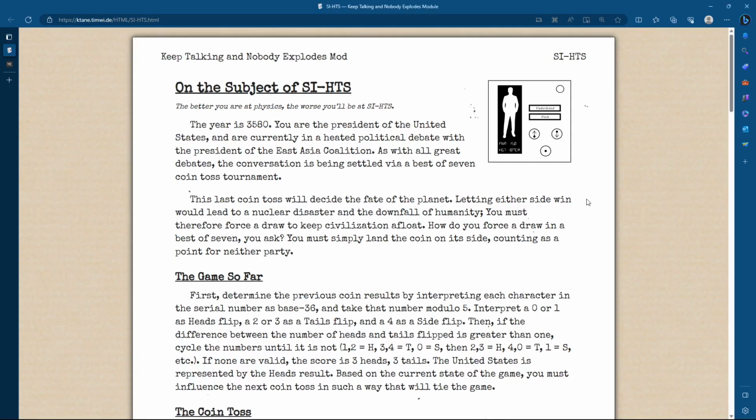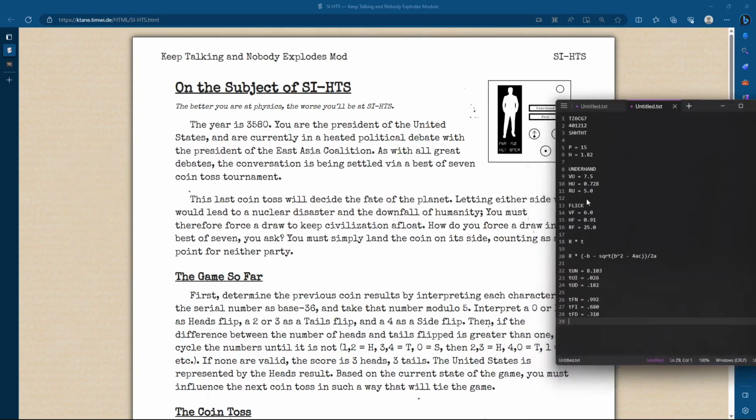So, your job as someone looking over a heated political debate is to make sure we do not get into nuclear war. And the way you'll be doing that is changing the outcome of a very important coin flip. So first, we'll take the serial number and see where we are in the coin flip.